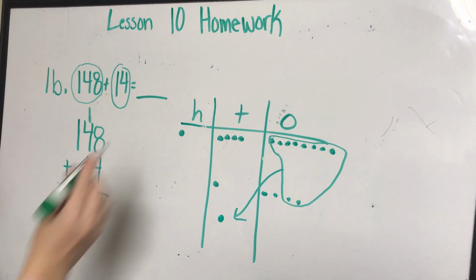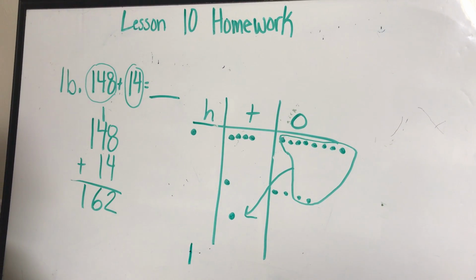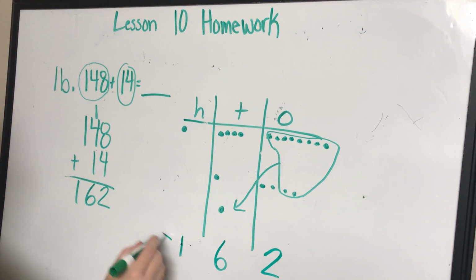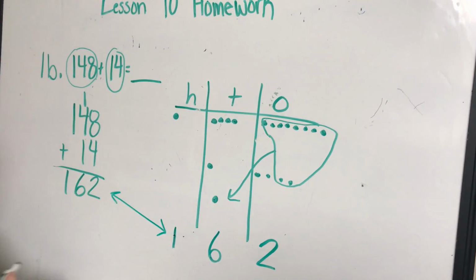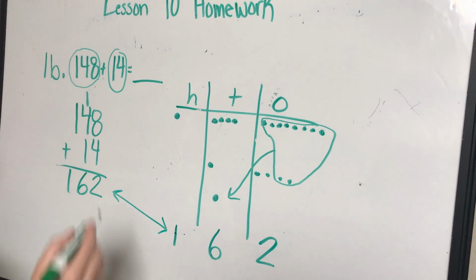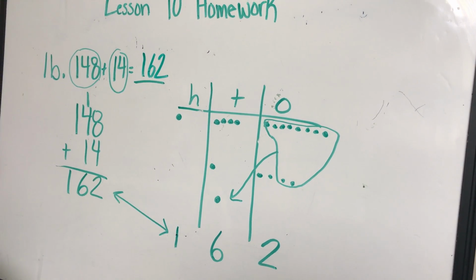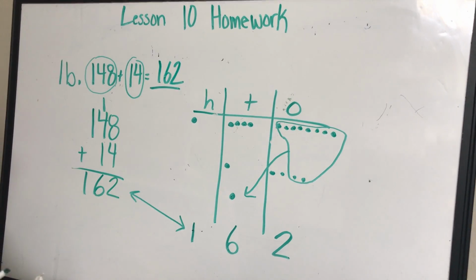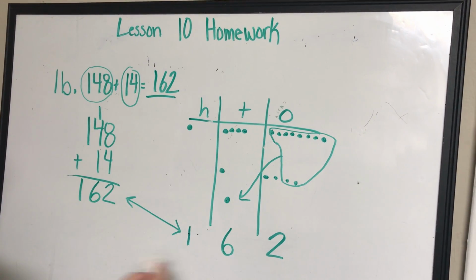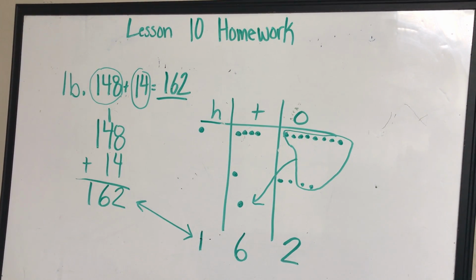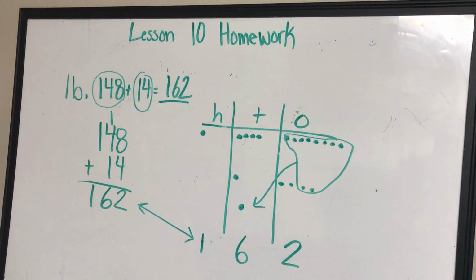Now I can count up. I have 1 in the hundreds, 6 in the tens, 2 in the ones. Do my numbers match? Yes, they do. That means I'm correct in both. I can add my answer up here and I can move on to the next thing. Remember, on lesson 10 we're adding. We've been doing a lot of subtracting, but for lesson 10 we are adding. Pause it here, make sure you get the answer down correct. We're going to be moving on to number 2.